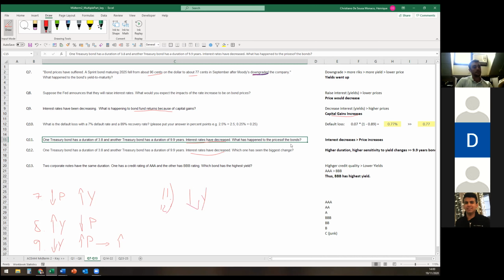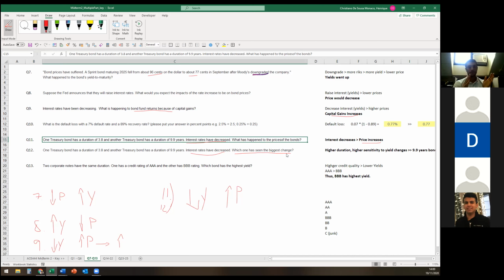What has happened to the price of these bonds? Remember the inverse relationship: yields down, price goes up, right? And similarly here, the question on the second one is which one has seen the biggest change? No matter what the shape of the yield curve is, remember it might be increasing or decreasing, if you have a longer bond, it's going to be more sensitive to yield changes.